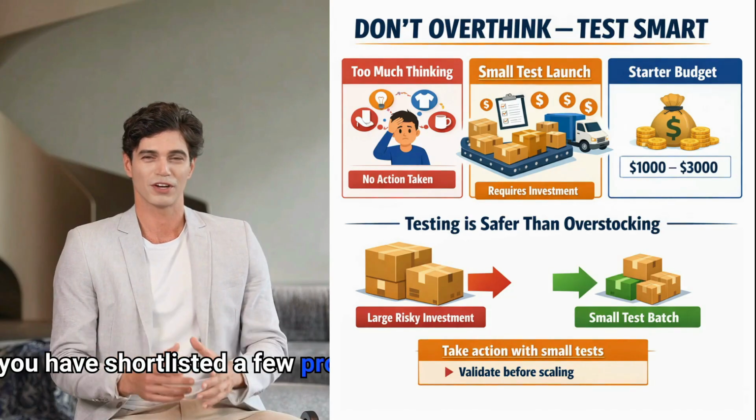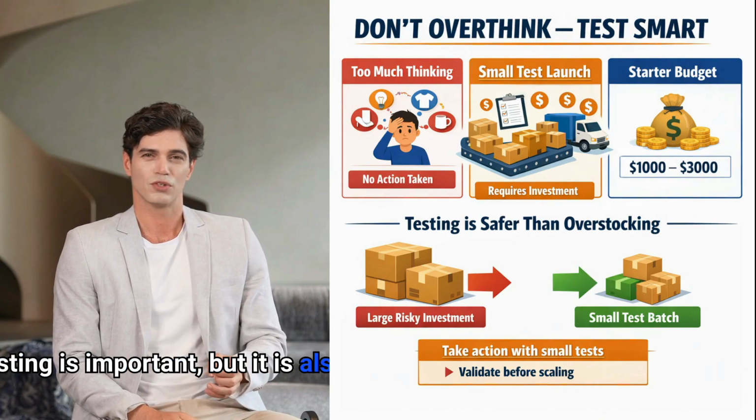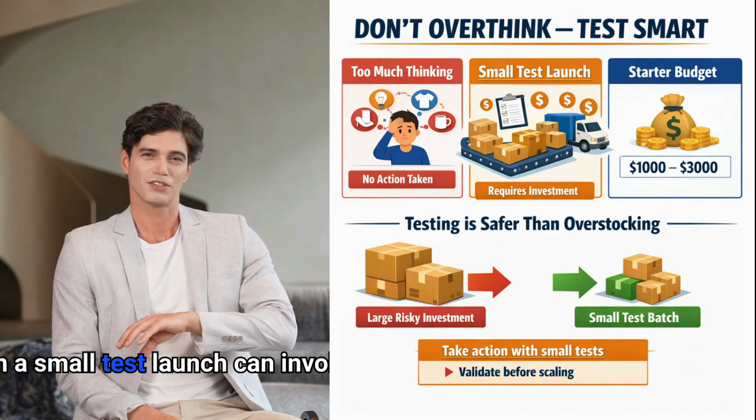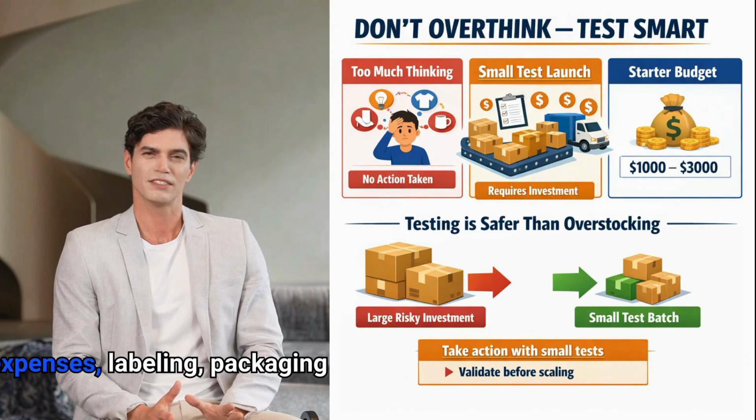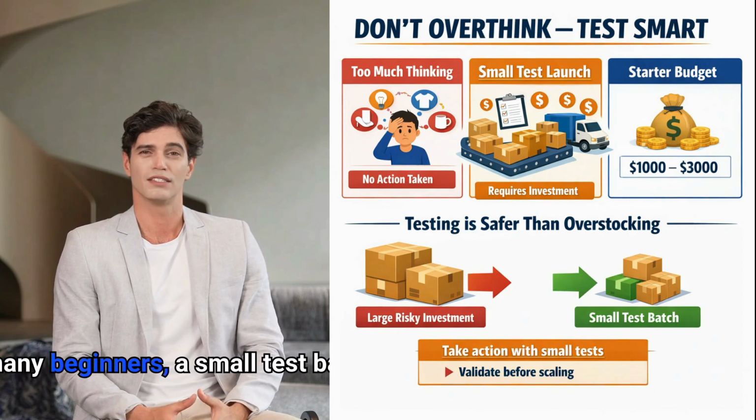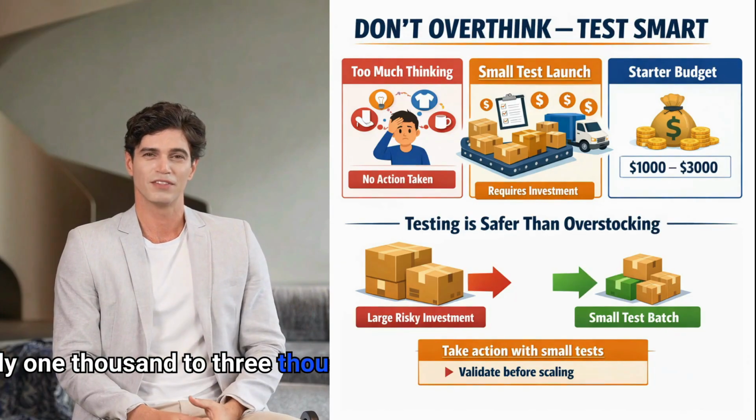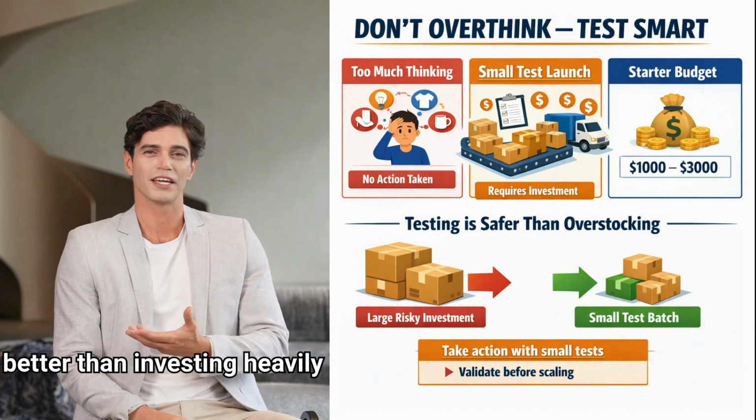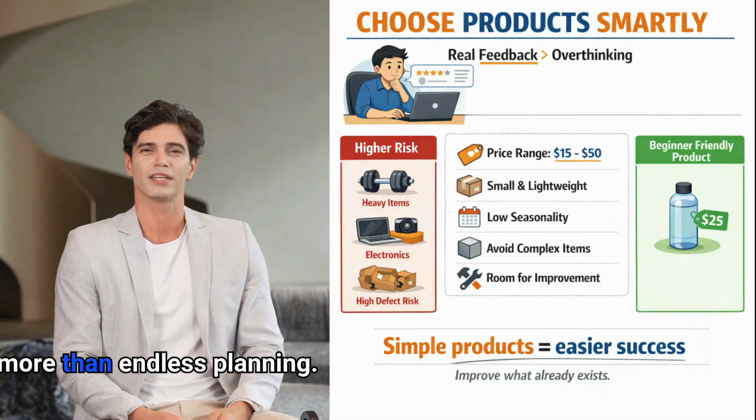Once you have shortlisted a few product ideas, avoid overthinking for too long. Testing is important, but it is also important to understand that testing on Amazon still requires planning and investment. Even a small test launch can involve supplier minimum order quantities, product manufacturing costs, shipping expenses, labeling, packaging preparation, and Amazon fulfillment fees. For many beginners, a small test batch may still require a starting budget of roughly $1,000 to $3,000 depending on the product. However, testing small batches is still far better than investing heavily in inventory before confirming market response. Real customer feedback teaches far more than endless planning.